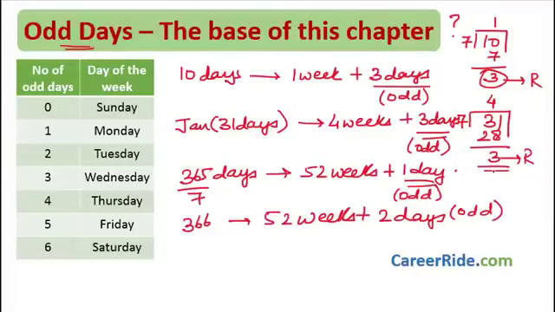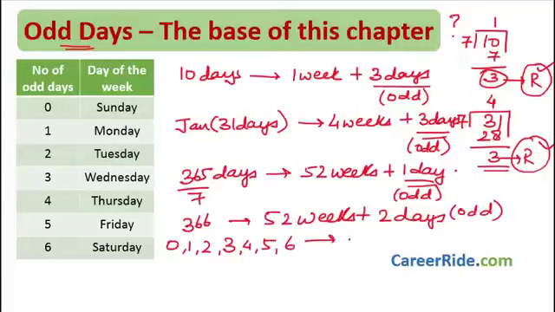So just pay attention that whatever the remainder is left after you divide your given number of days by 7, that is your number of odd days in that period. Okay, and this remainder can only be 0, 1, 2, 3, 4, 5, 6, because the moment it becomes 7, it will become a complete week. So my remainder can only be one of these numbers, 0, 1, 2, 3, 4, 5, 6.